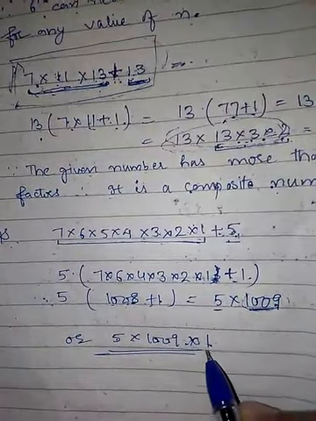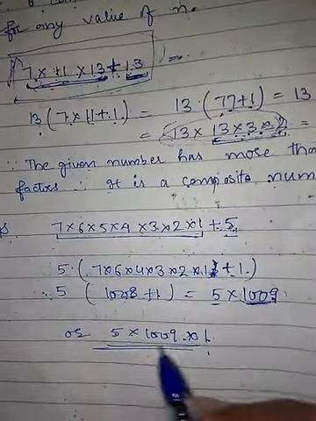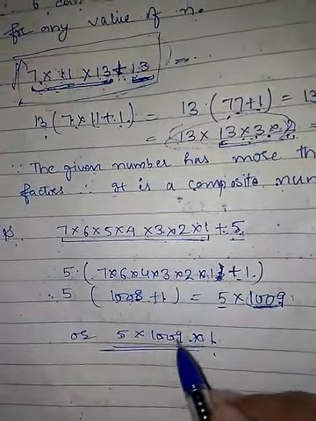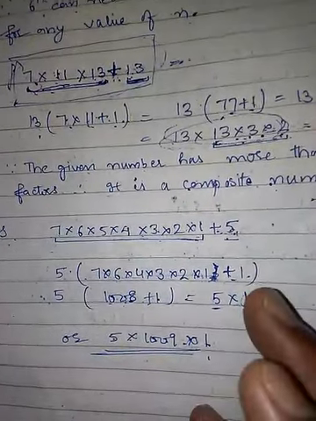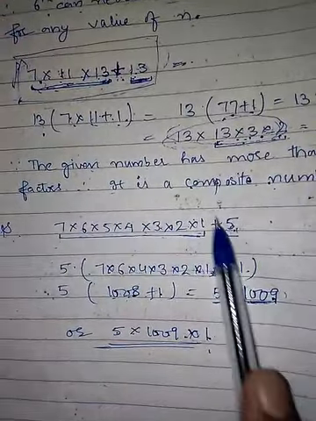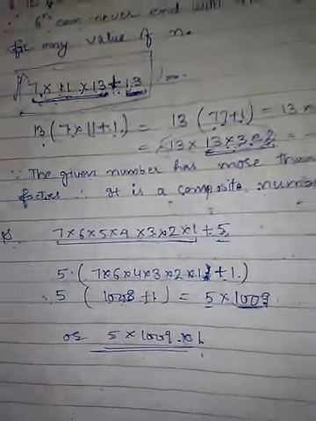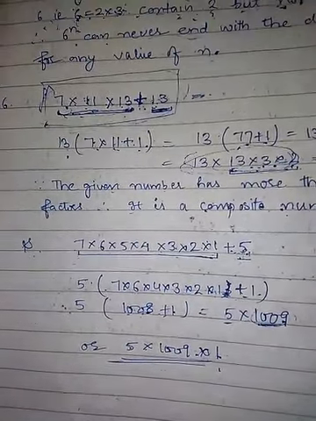So 1 is a factor, second that number itself, 2 factors, then third one is 5, and fourth one is 1009. So the given number has more than 2 factors, therefore it is a composite number. Clear? So this is all regarding your exercise 1.2. This is a very simple exercise, you can do it yourself.